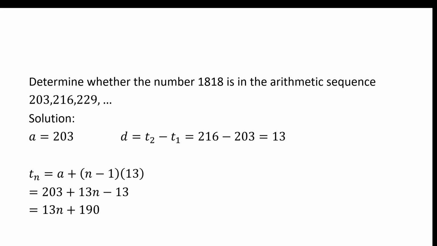Well, it tells us it's arithmetic, so we don't have to show that. So A is 203 and D is 13. In other words, we're always adding 13 to get to each next term. Okay, so we can determine, subbing in an A value of 203 and a D value of 13 to the general term formula, that the general term is 13n plus 190.